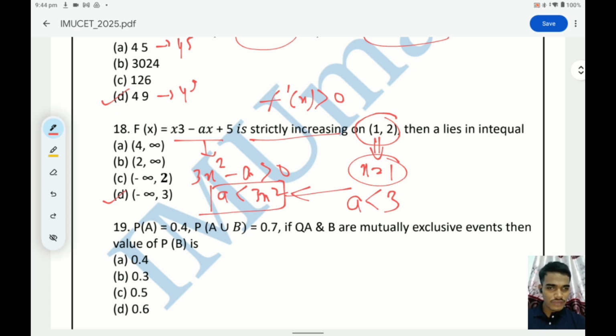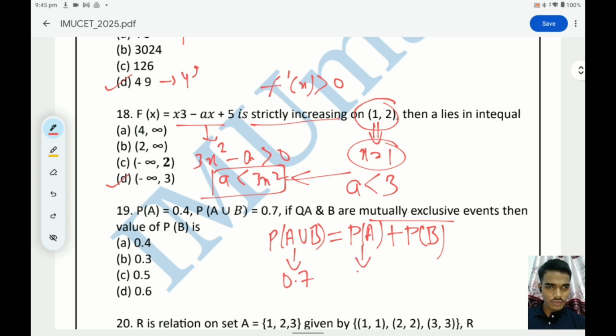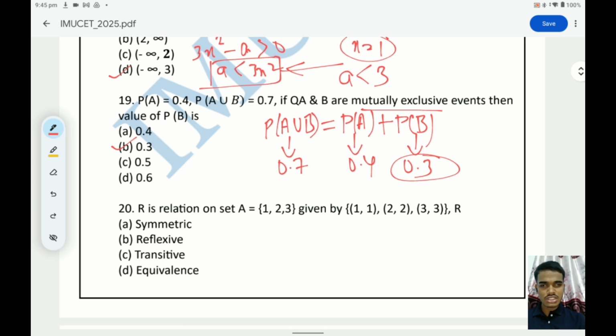Here P(A) is 0.4, P(A union B) is given. Okay, and if A and B are mutually exclusive events, then we have to find P(B). So whenever mutually exclusive is given, then probability of A union B is always equal to probability of A plus probability of B. Okay, this is a simple formula-based question for mutually exclusive events. So this is given 0.7 and this is 0.4. So we can get this should be 0.3. So option B will be the right answer. Okay, simple.